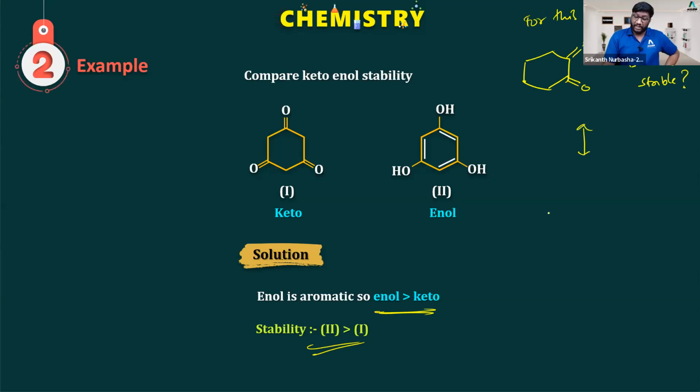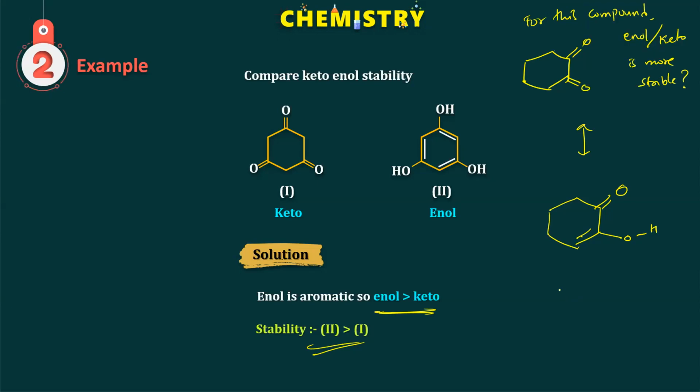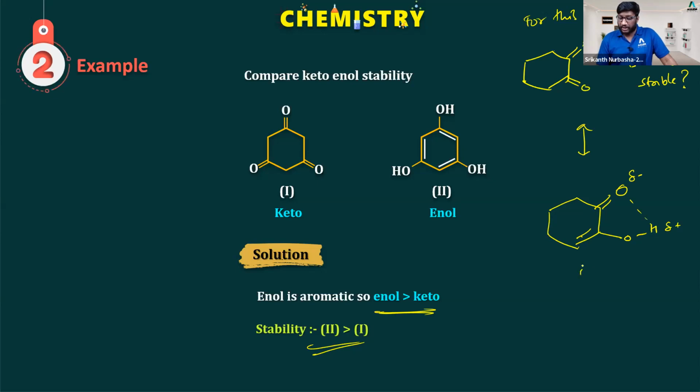So if you try to write the respective enol form, you will have the enol form in this fashion: C double bond O, C double bond COH. Now I think you got the idea. Sir, hydrogen bonding. Yeah, very good. So C double bond O has partial negative on oxygen, partial positive on hydrogen. So intramolecular hydrogen bonding is present. Due to intramolecular hydrogen bonding, this enol form is more stable.